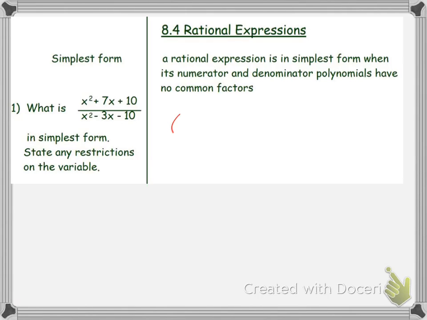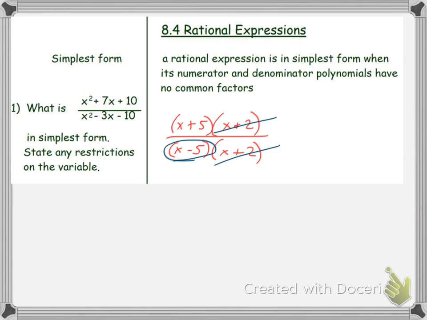So first, for this one, I'm going to factor the numerator, and that's going to factor into x plus 5 times x plus 2. The denominator factors into x minus 5 times x plus 2. And so I'm looking for common factors. The x plus 2's can cancel out. These x plus 5 and x minus 5 cannot. In order to cancel out, the binomial has to be the exact same. So the simplified form is x plus 5 divided by x minus 5.